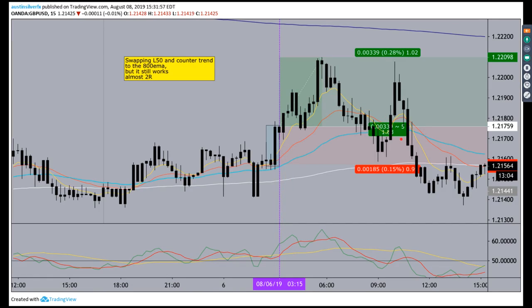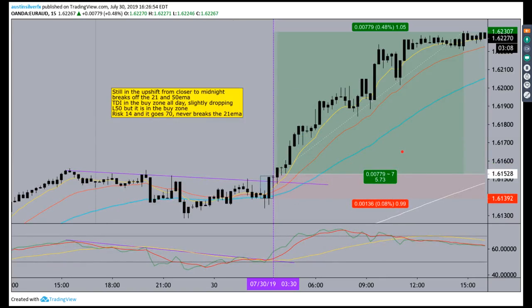Almost 2R, not even a full 2R. So I would size down. I would be very cautious with trades like this. I would size down, and you'll find a lot more success when you're looking at these.